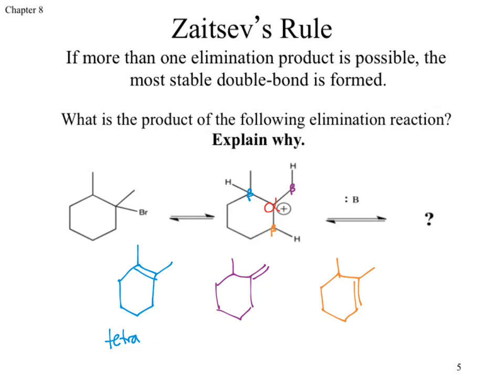Our purple one has how many substituents? 2, di-substituted. And our last one has 3 substituents. Which is, what is 3? Tri-substituted.